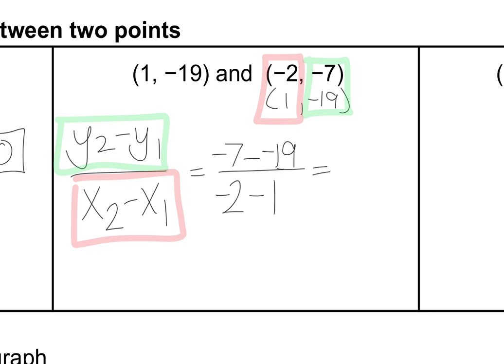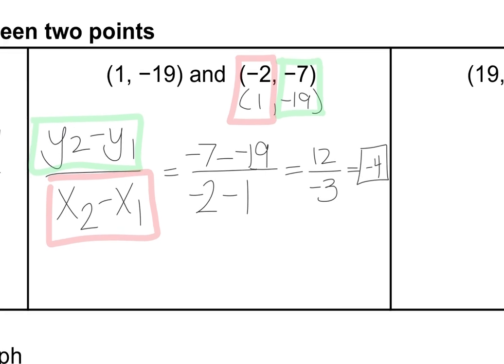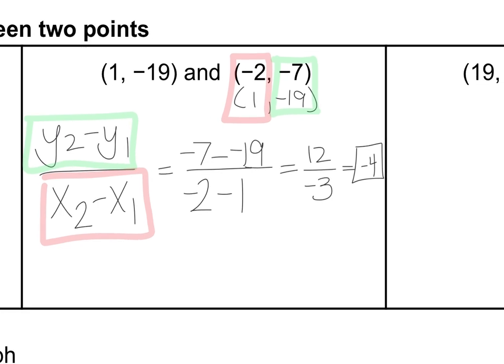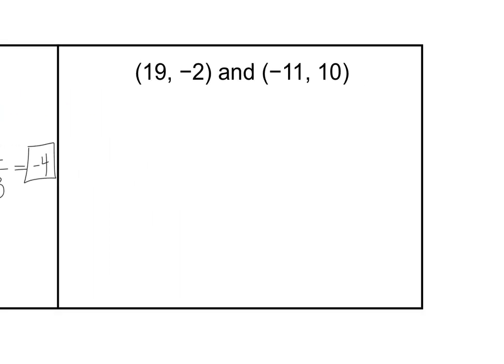So then we type everything in our calculator. -7 minus -19. We get 12. And then on the bottom, -2 minus 1 is -3. And if you type this in the calculator, 12 divided by -3, we get -4. Okay, next one.